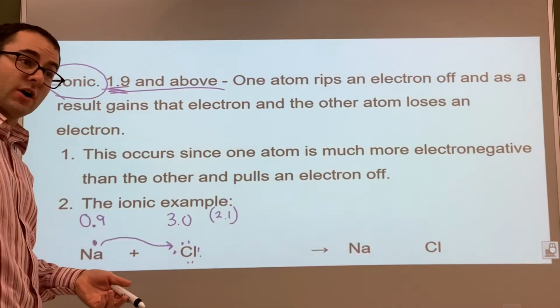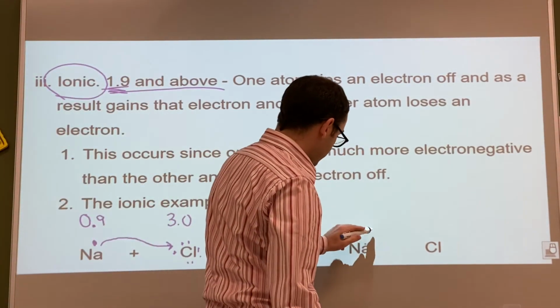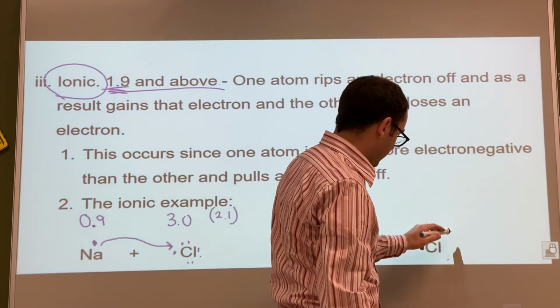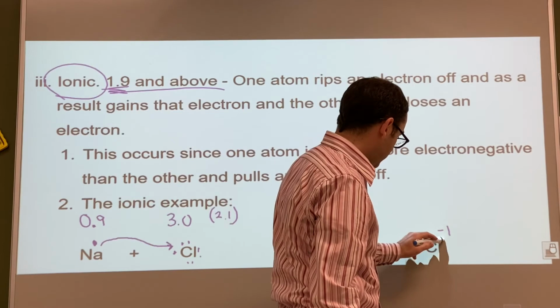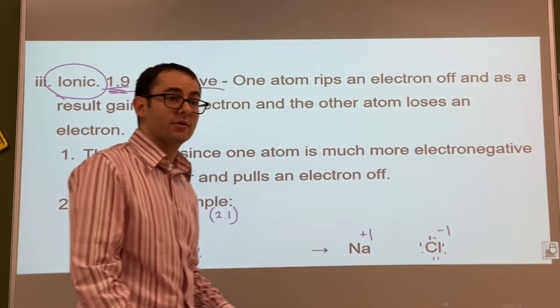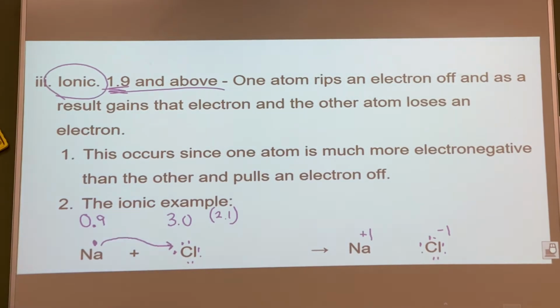It lost an electron, +1. And then the chlorine gained an electron, so its charge is going to be -1. And then they're going to stick together because of opposite charges, right? And we did this a little bit when we talked about nomenclature, and a little bit last year when we did something very similar.